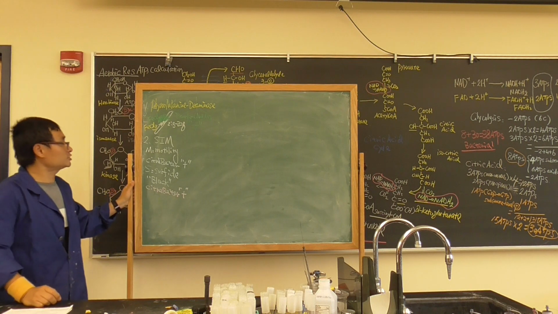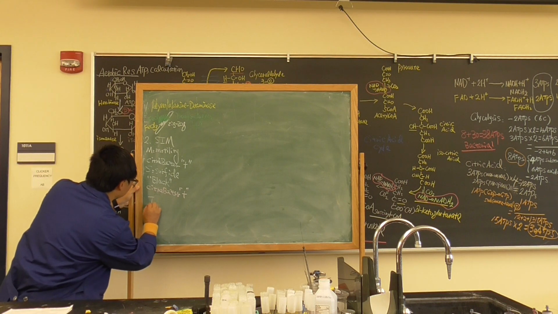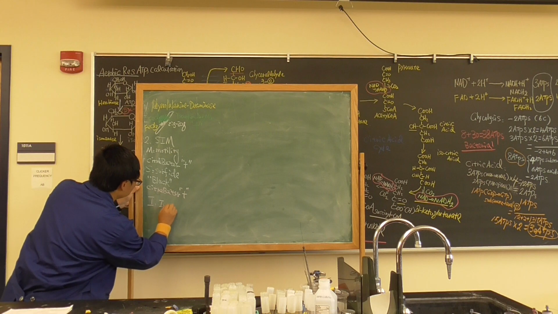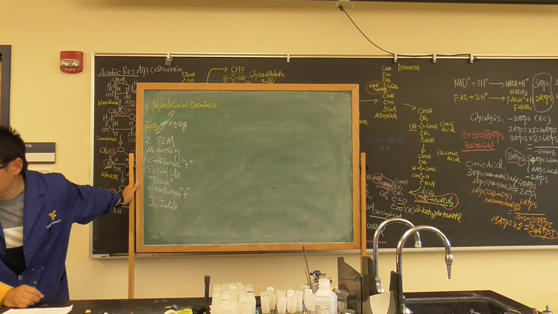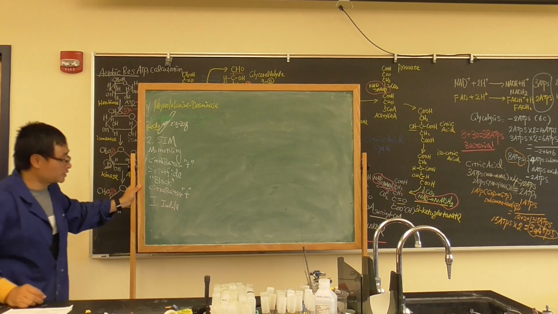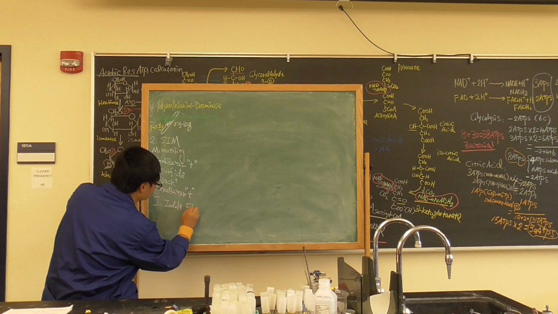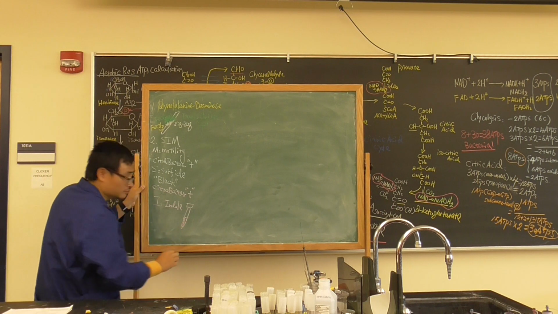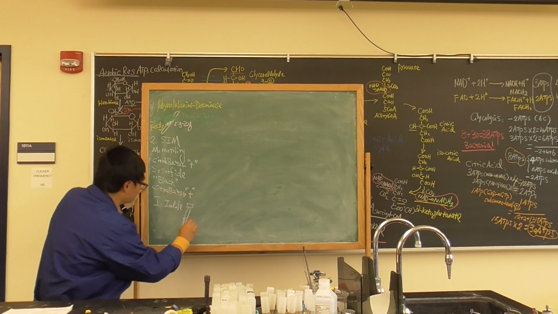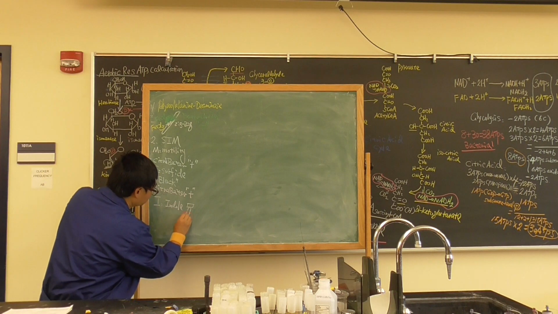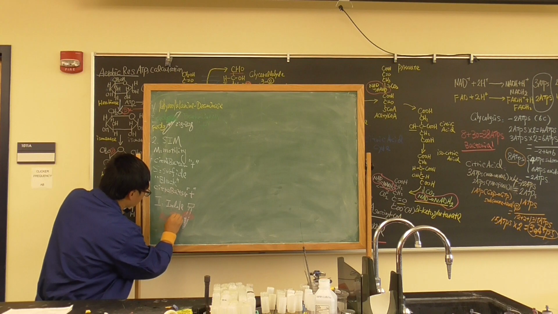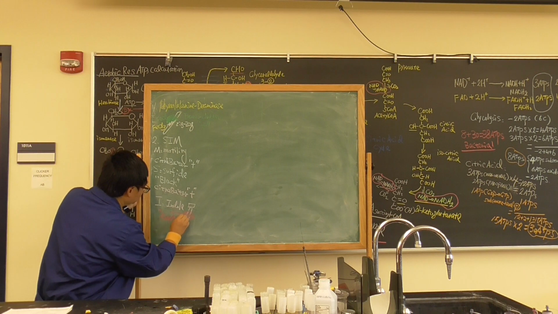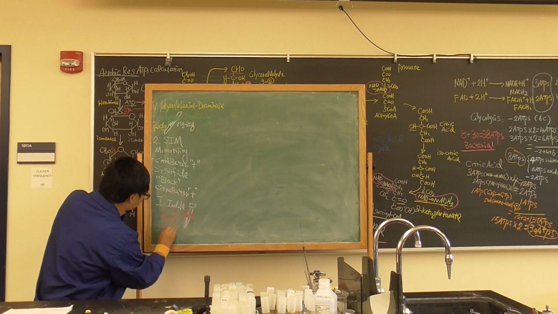Okay, last test. How do we test the indole? We need to add some solution there. What do we need to add? What's the name of that? That's not going to be on the exam, but you have to remember what's going to be there. Kovac solution. It's going to turn cherry red if it's positive.